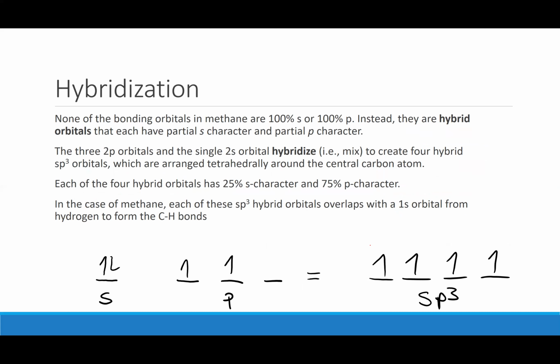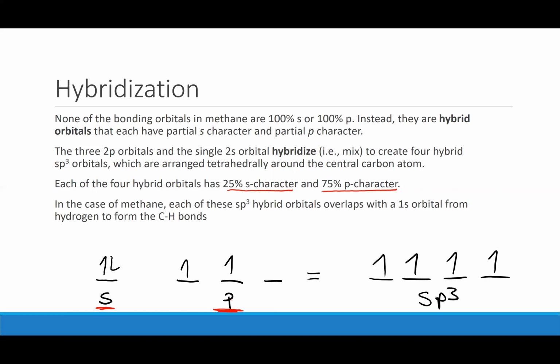3 of the p orbitals in carbon and the 1 s orbital actually hybridize together to form this tetrahedral, forming 4 hybrid sp3 orbitals. And again, these are arranged in a tetrahedral around the carbon. So each of the 4 hybrid orbitals ends up having about 25% of the S character and 75% of the P character. If you look at the bottom here, you can see that's because 1/4 of the orbitals that end up are coming from the S and 3/4 are coming from the P.